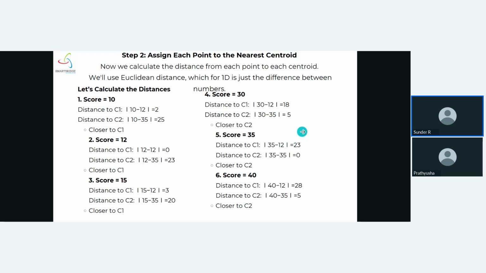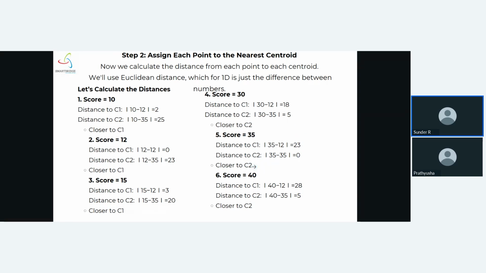Now, in a similar way, once you have solved this distance formula, you have to choose the lesser number. Once you have chosen the lesser number, you have to identify which class it belongs to, which centroid it belongs to. That centroid you have to give for that particular point. Similarly, if you consider 35, you will get this value. Since you have this low value as 0, you're going to choose that respective centroid. So that 35 is going to belong to C2 itself.